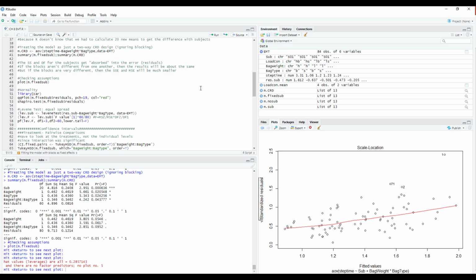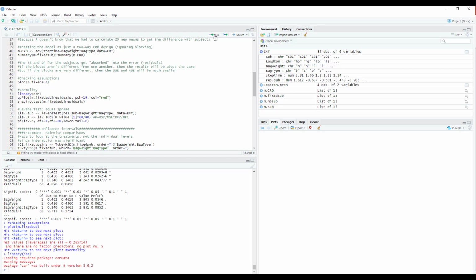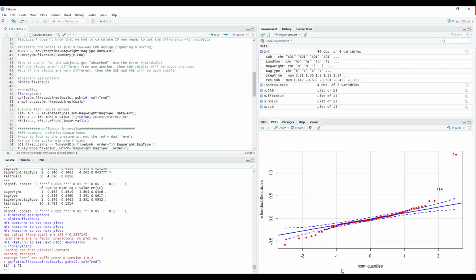If you use the car library, there's some additional methods you can use to check our assumptions. If you do qqPlot with a capital P, it'll fit the same QQ plot that the plot function does, but it'll add these error bounds, and if the dots are noticeably outside of those error bounds, that's a really bad sign for normality, and that's what we see here. We can do a Shapiro test.